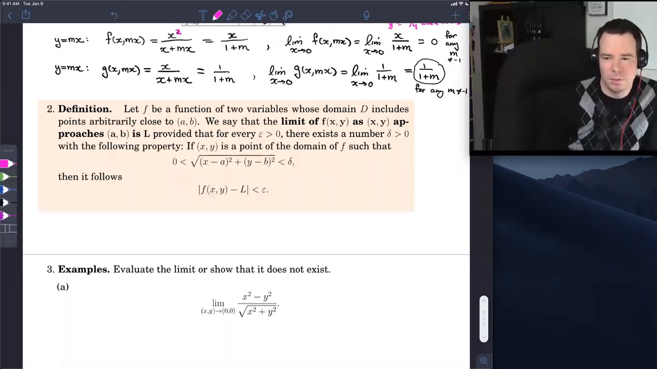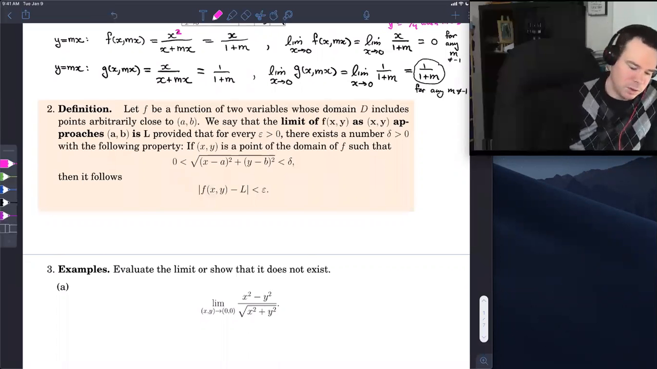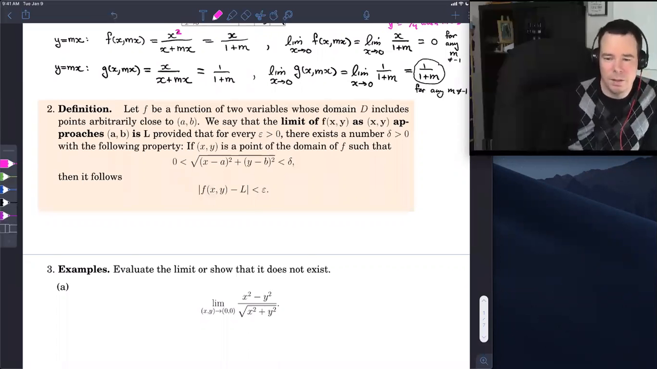So this is the whole plain language limit we had from Calculus 1, that the function values can get sufficiently close to L provided we take the input sufficiently close to a. In this case, we just ramp this up to the next dimension. The limiting value of f is L, provided we can get sufficiently close to L as we like with our outputs by taking our inputs sufficiently close to the point a, b.